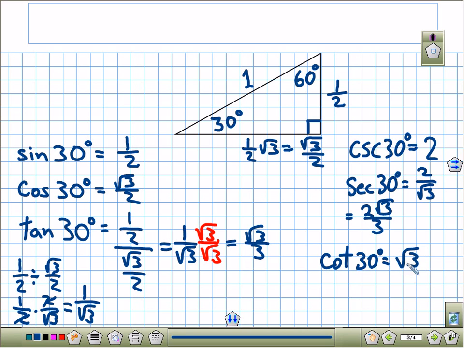Okay, does everybody see what we did there now? Notice, once we got the sine, cosine, and tangent, it just meant we flip everything else. Okay. Any questions about that?